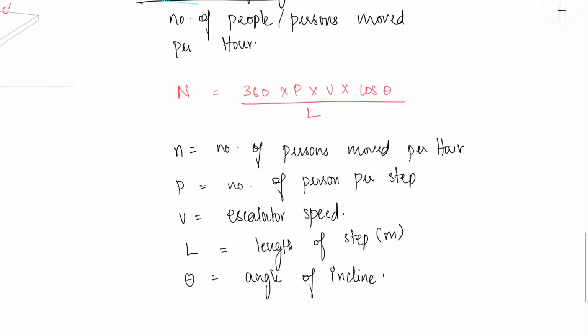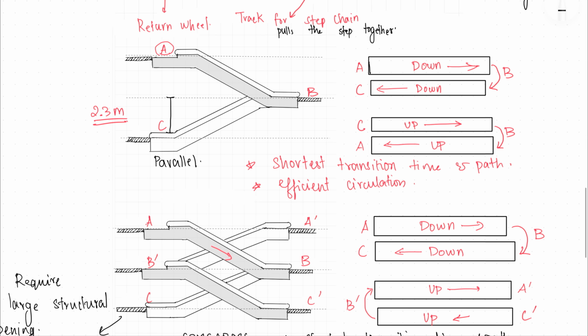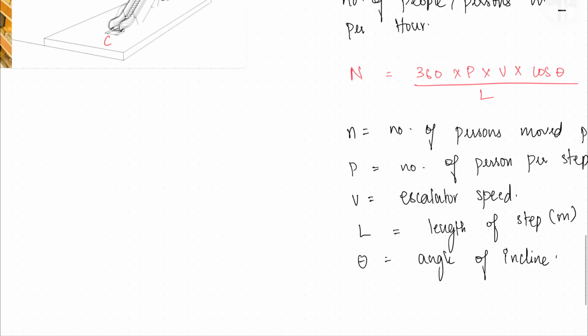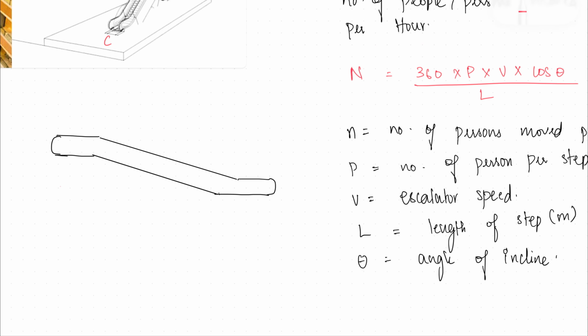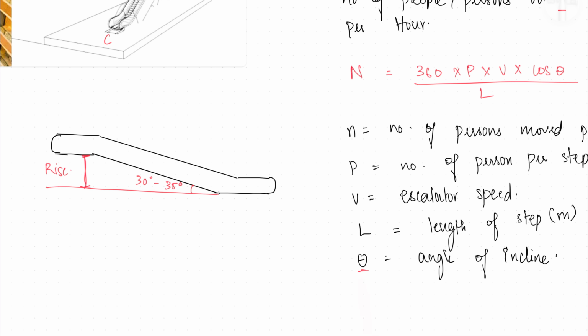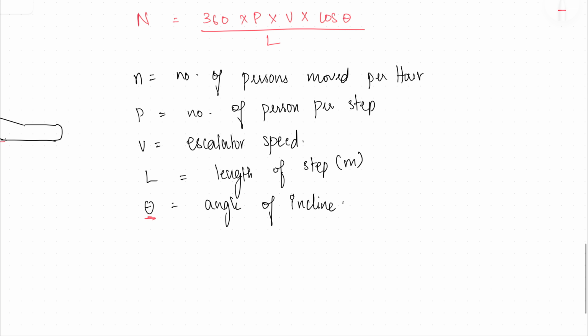Now, what is the angle of incline, right? So, okay, let's go back to this diagram again. Okay, I'll draw this right here. So imagine this is your escalator. Then this angle should range from 30 degrees to a maximum of 35 degrees. 30 degrees is what we generally use, and 35 degrees is used in case the rise is too small. Okay, this is your rise, and so this theta here is basically the angle of incline. Okay, now we are done with escalators.